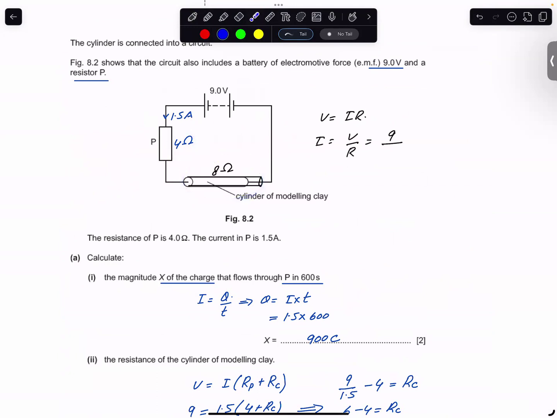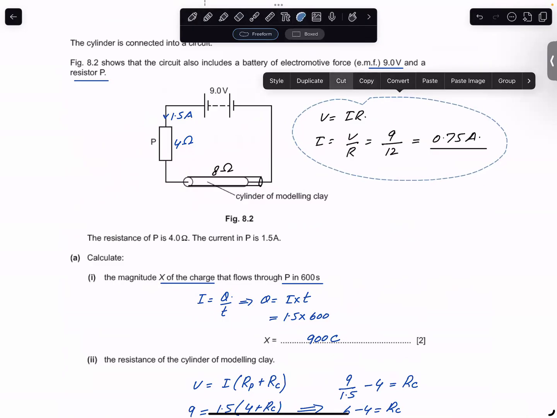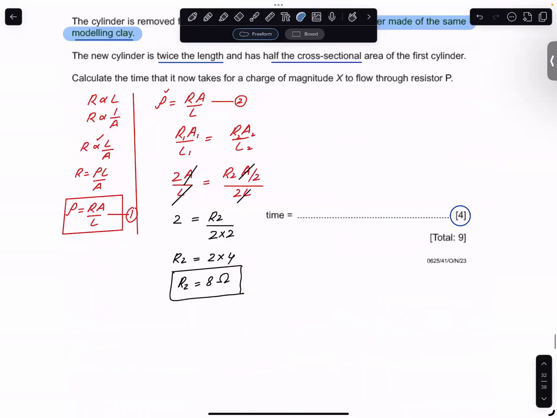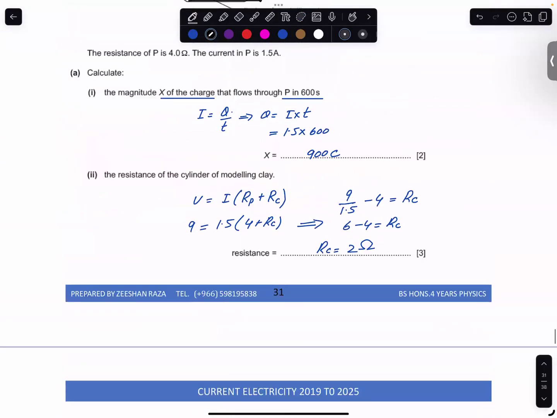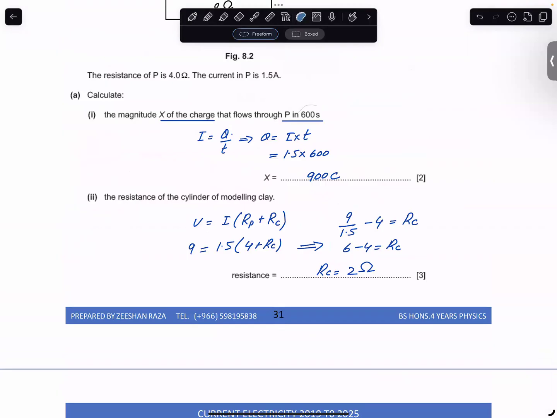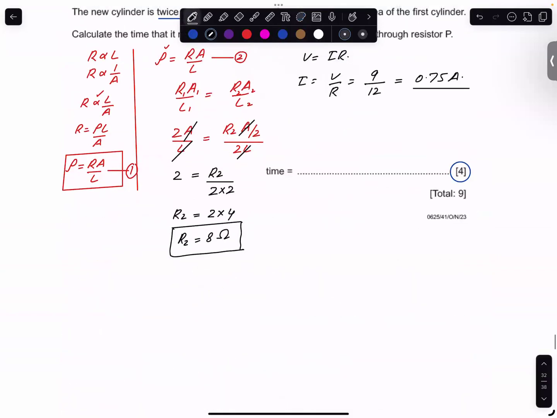So the total resistance of the circuit becomes 12. 9 divided by 12 will be equal to 0.75 ampere. So this is the new current in the circuit, right? With the help of this new current, the charge is already mentioned by the examiner, 900 coulomb in 600 seconds before. So now we will check how much time this 900 coulomb charge takes to pass through the circuit when the modeling clay conductor is changed.